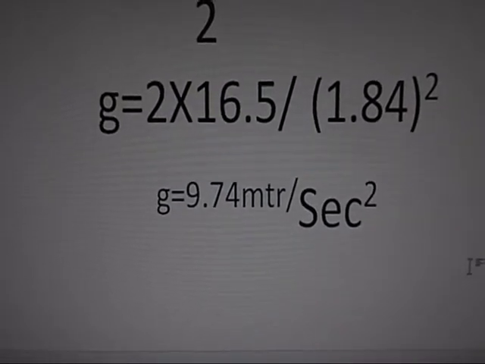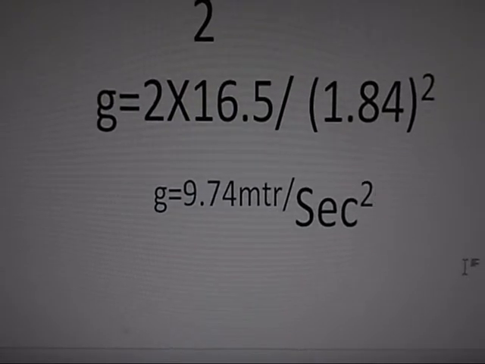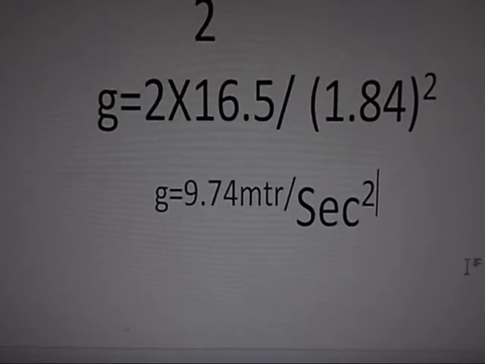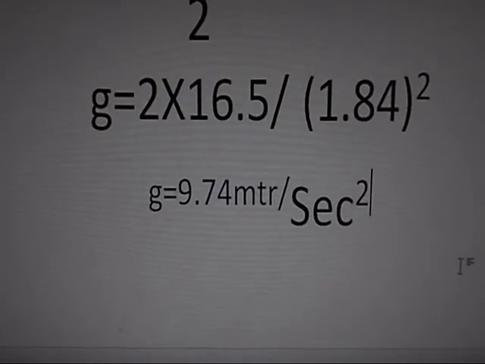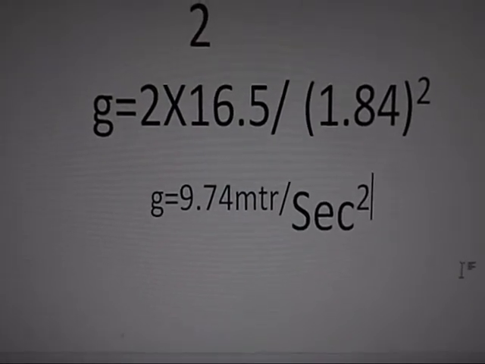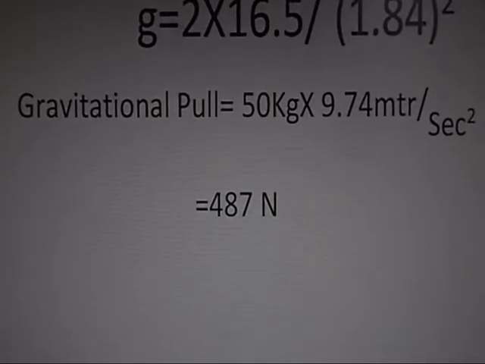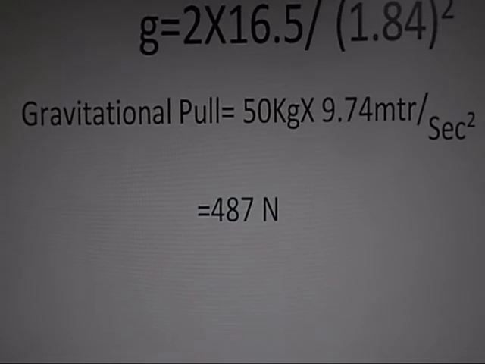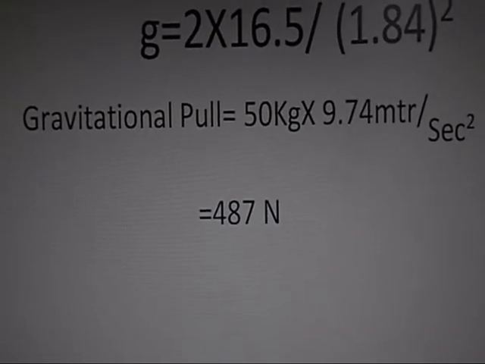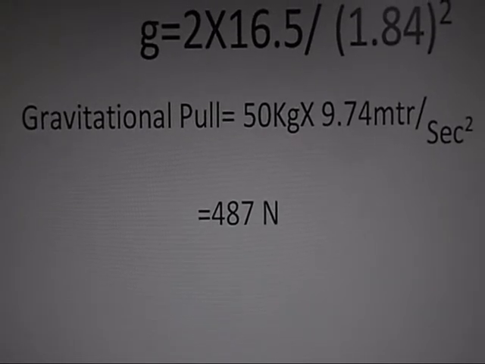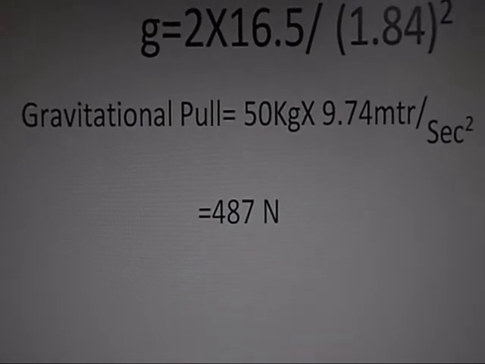If you multiply this value of gravitational acceleration by the mass of an object, you can calculate with how much force the earth is pulling that object. Say if the object mass is 50 kg, if you multiply it with gravitational acceleration, the earth pull comes out to be 487 Newton.